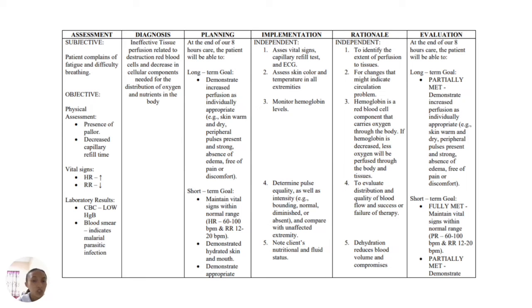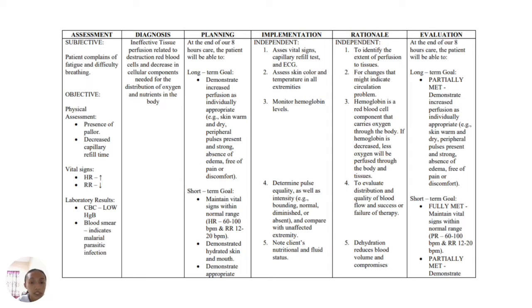So for our implementation, the independent interventions first. This is what the nurses would do. They assess the vital signs, capillary flow test, and the echocardiogram. So this is to identify the extent of perfusion of tissues, and assess the skin color and temperature in all extremities for changes that might indicate poor circulation, and monitor hemoglobin levels. Hemoglobin is a red blood cell component that carries oxygen through the body. So if hemoglobin is decreased, less oxygen will be perfused through the body and tissues.